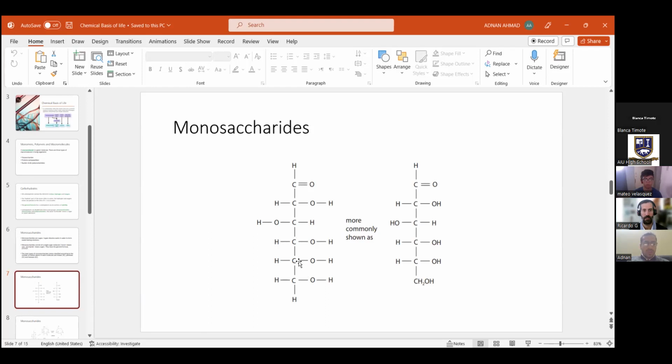Can anyone tell me how many carbon atoms are there in this molecule? Abdias, can you tell me how many carbon atoms we have in this molecule? Can you count the number of atoms? No? Okay, I think he's muted. He's trying to say something. Let me see.